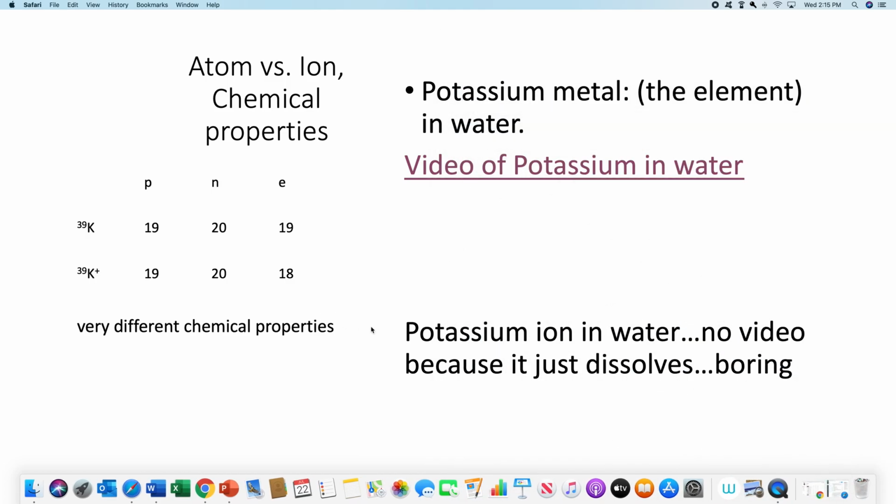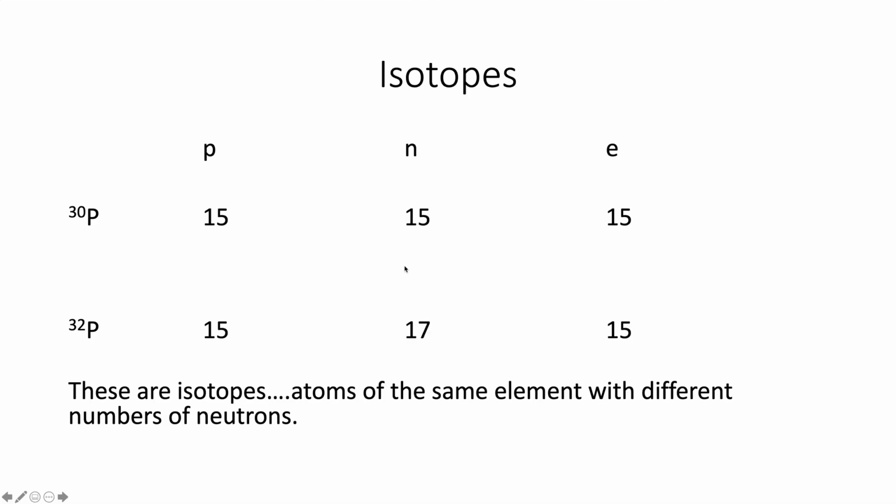A potassium ion in water doesn't do anything. The potassium caught fire. So you can see if you change the number of electrons, the chemical properties are extremely different. I'm going to stop here to talk about isotopes, but I'll pick up on the next video.